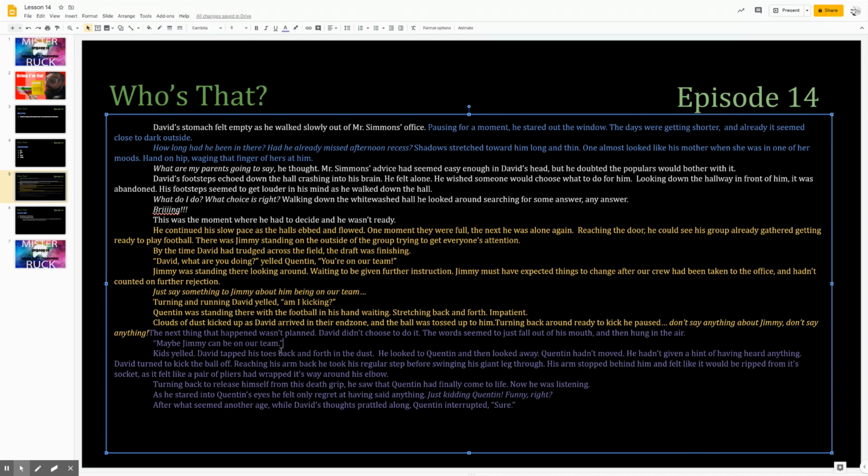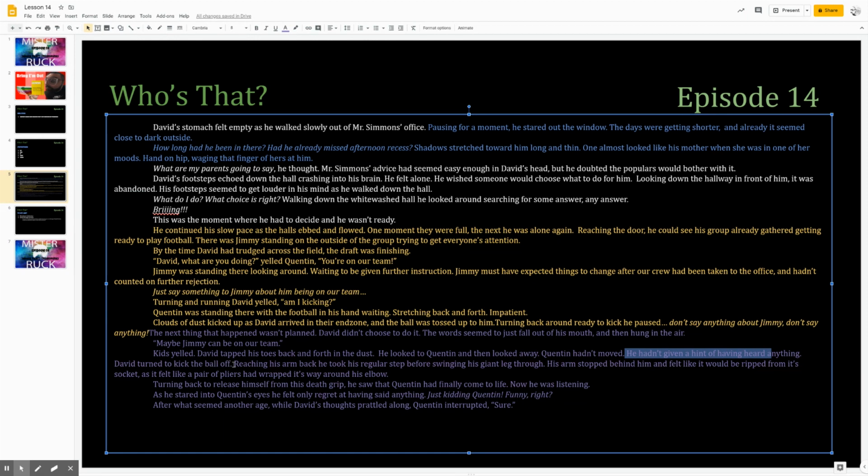"Kids yelled. David tapped his toes back and forth in the dust. He looked at Quentin and then looked away. Quentin hadn't moved. He hadn't given a hint of having heard anything." Okay, so notice that I say he looked to Quentin and then looked away. So here, I could say "he hadn't moved. He hadn't given a hint of having heard anything." But I do think it's possible people might think that I was talking about David. So we want to leave this one to make sure we know we're talking about Quentin. And then here, I can go ahead and say "he," because now we're talking about Quentin, obviously.